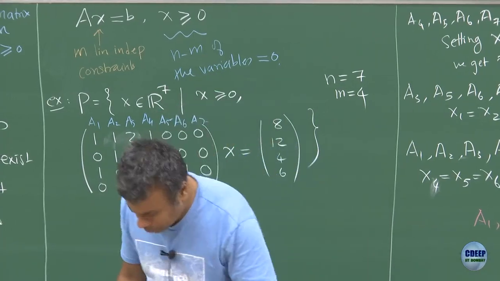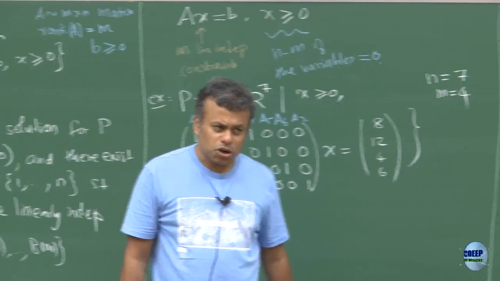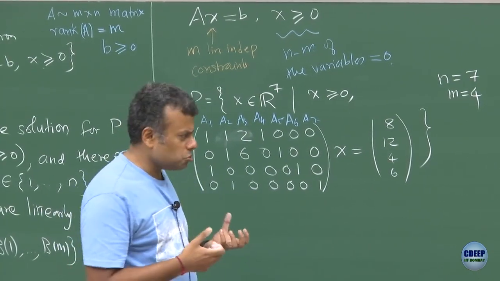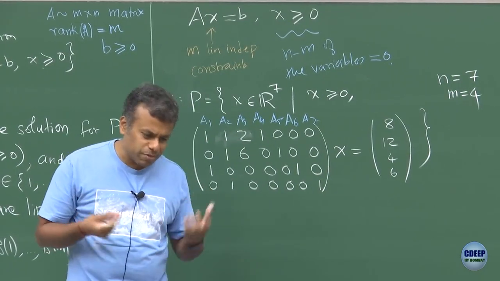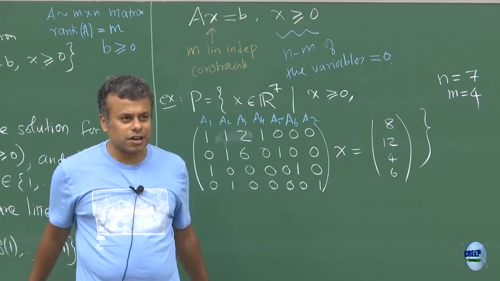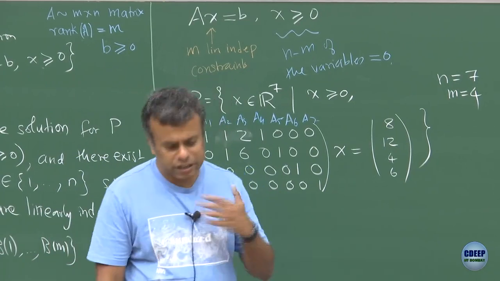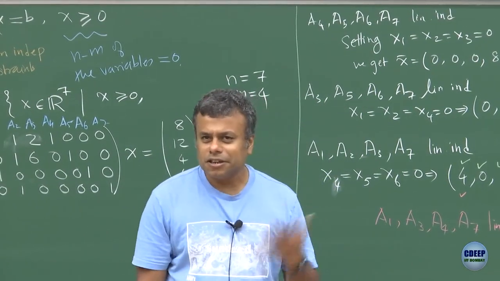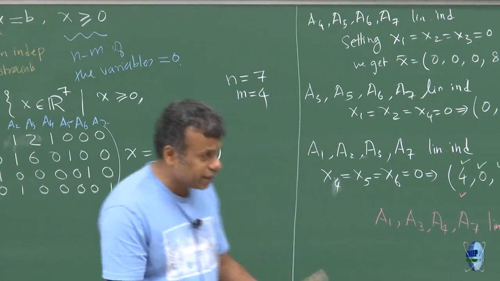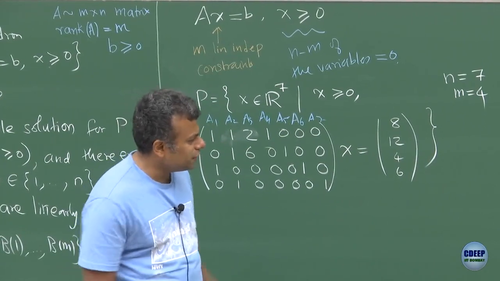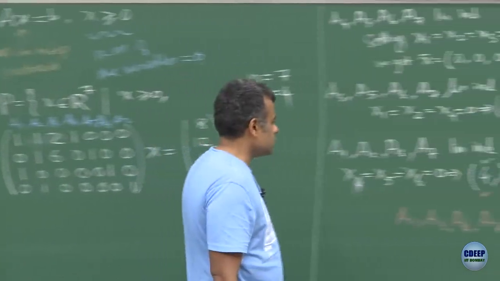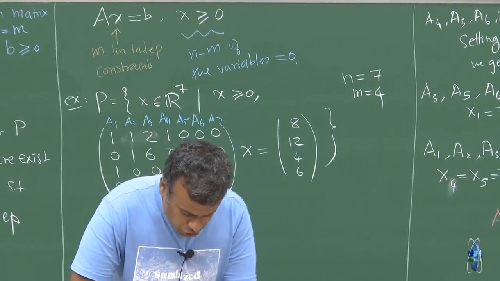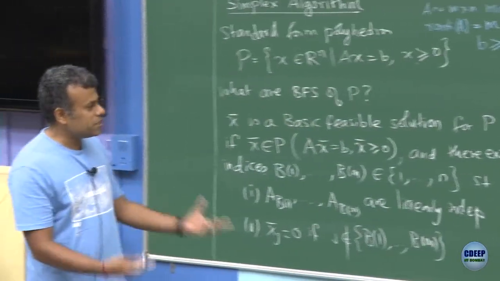Now, why is this important? Well, people thought that this was important because of something called degeneracy. This phenomenon is called degeneracy, where multiple bases give the same extreme point. The problem is, it is possible that when you try to do the simplex algorithm, you don't make progress, you get stuck there forever. But there are simple ways of getting around that, like the lexicographic rule. We won't get into details of that because they can be managed fairly easily. But this idea called degeneracy is important.